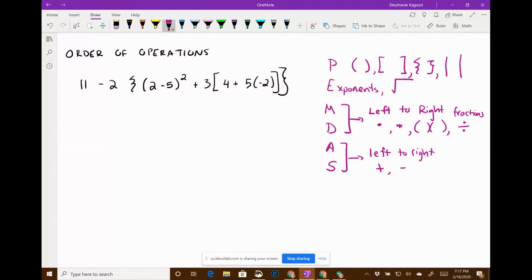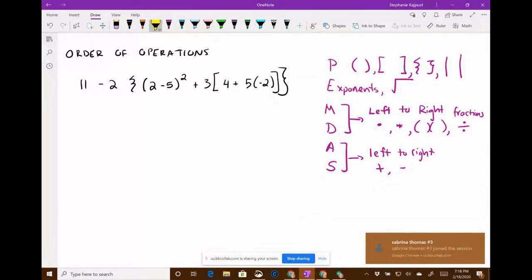So the order of operations is a little more complicated than PEMDAS. There's more nuance to it. So I have this very complicated looking problem here, but it's really not so bad. So we want to work inside out.